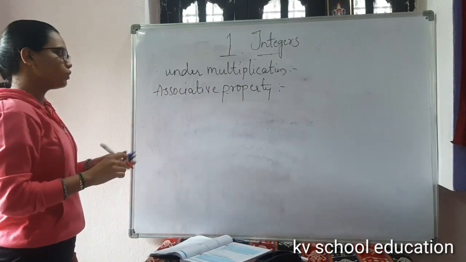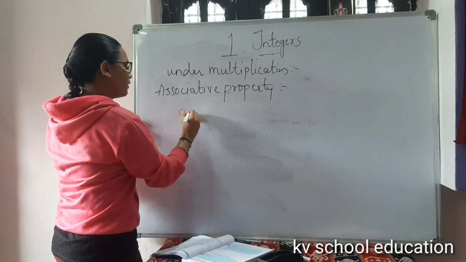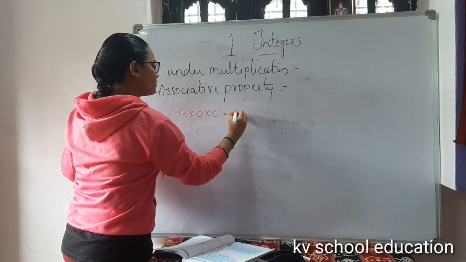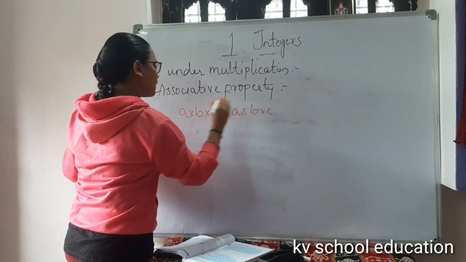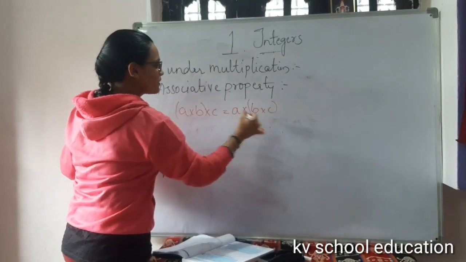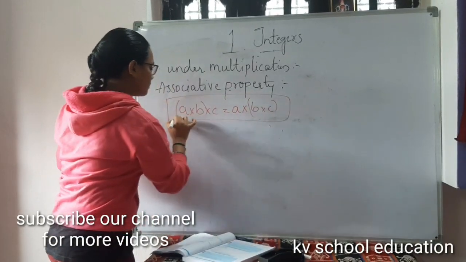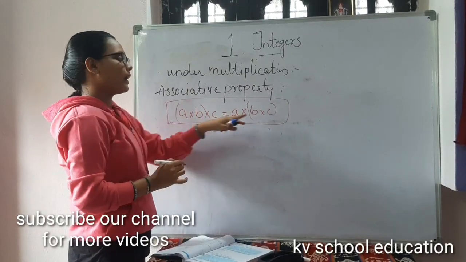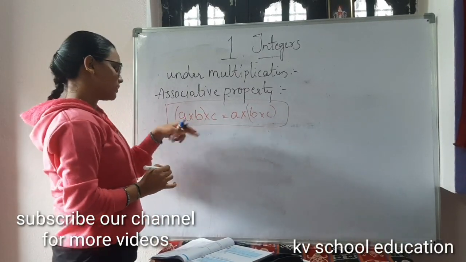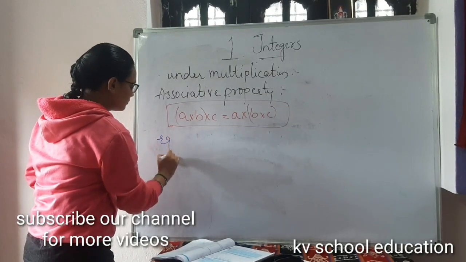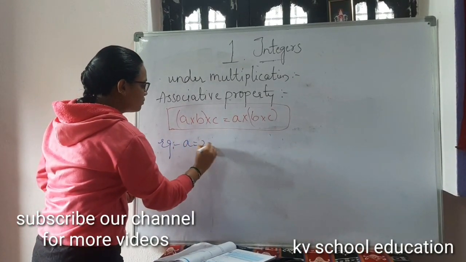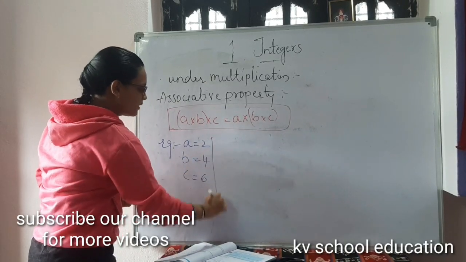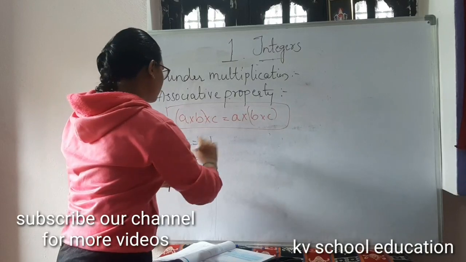So here first we need to follow the same rule. A into B into C is equal to A into B into C. Here also the same, only the brackets changed. So first we should solve the problem which is in the bracket, and then the next one. Next example. A is equal to 2, B is equal to 4, C is equal to 6, we will take. And we'll see the solution.